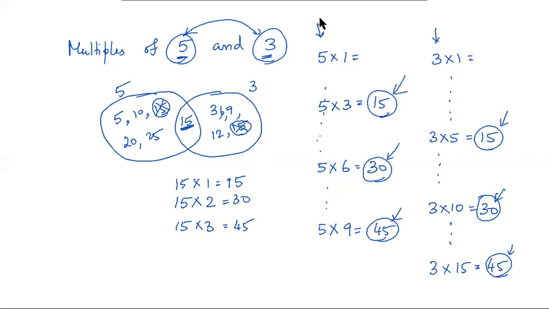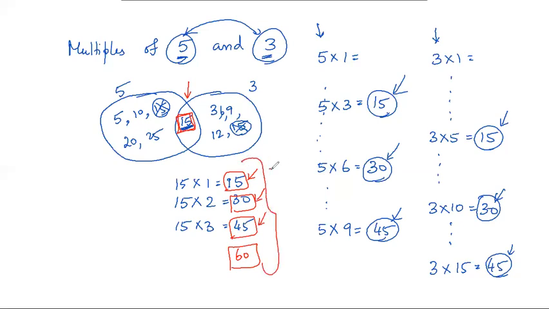Correct? After that, these common multiples become the common multiples. Which is the common multiple here? 15. What are the multiples of 15? You have 15, 30, 45, it goes on. Next one will be 60, like that. So all these numbers will be common multiples of 5 and 3. Correct? For both 5 and 3, you will have these numbers to be your multiples. Clear?